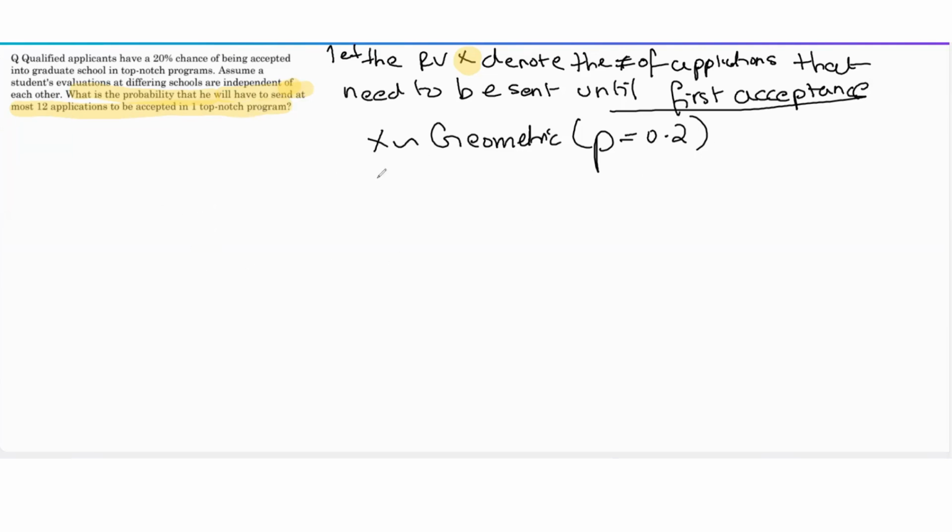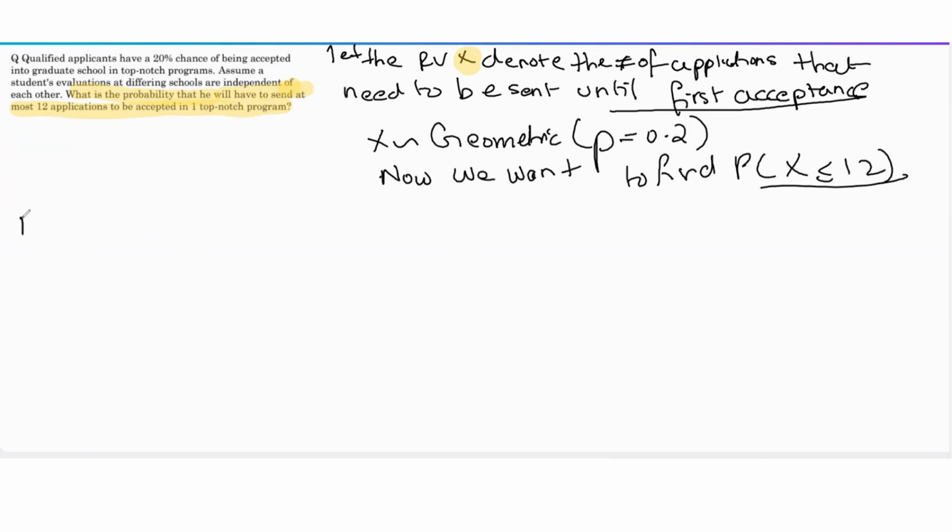So now we want to find the probability X is less than or equal to 12. Before we do this, here is something we want to note. This is a note we want to make and then we'll find it. Let's note something helpful for a geometric random variable, an easy way to find its probability. Now this is only specific to a geometric random variable.